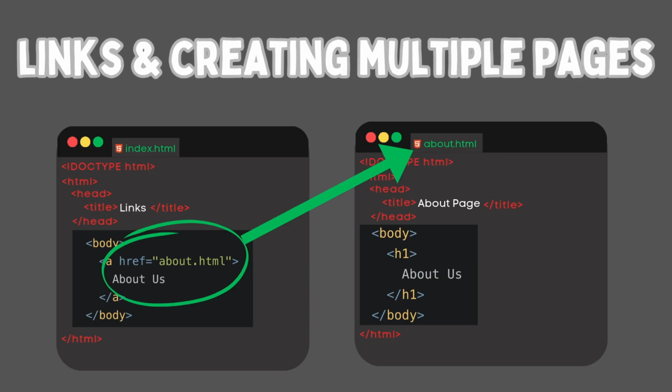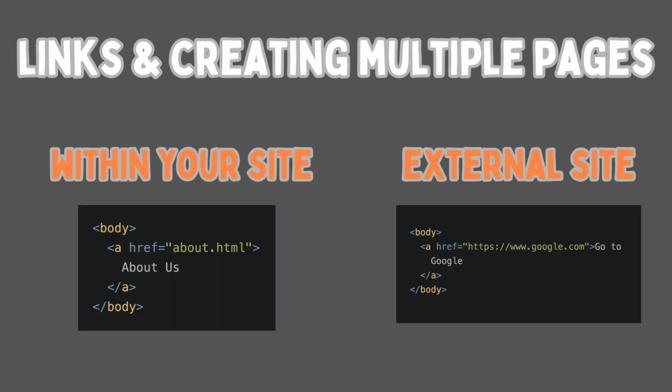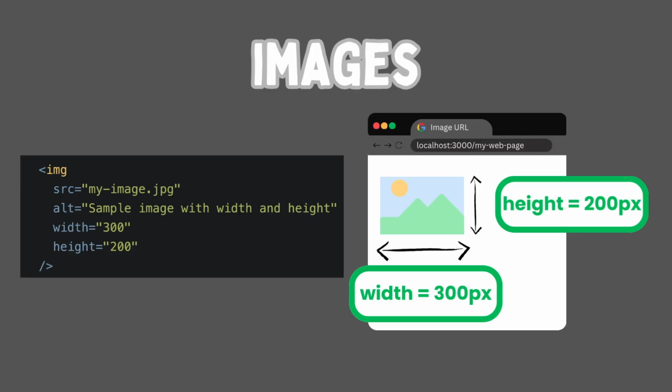Next, we looked at creating multiple HTML files and linking between them with A tags. Remember, the href attribute in A tags lets you navigate within your site or link to external websites. We introduced the image tag to add images with important attributes like src for the image source and alt text for accessibility and SEO. I also showed you how to adjust image sizes with the width and height attributes.